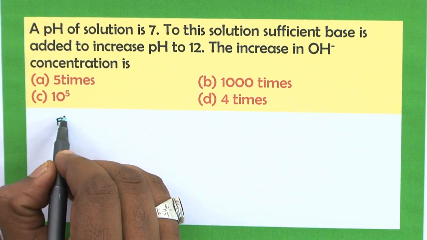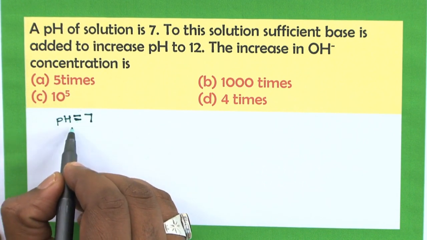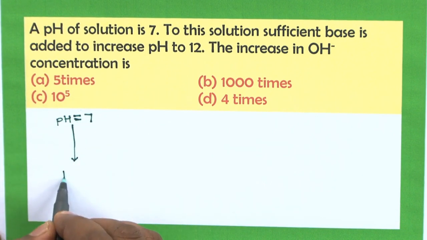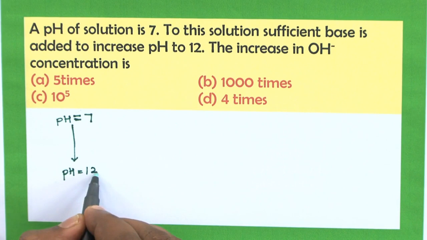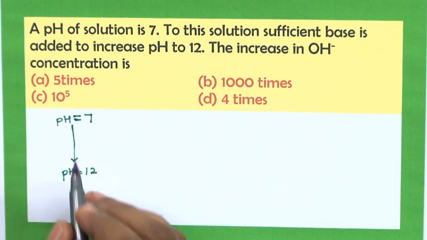They have given a solution whose pH is 7. Sufficient base is added so that the pH of the solution increases to 12. From the pH, we cannot calculate the OH minus ion concentration directly. To calculate the OH minus ion concentration, we require the pOH. We know that pH plus pOH is equal to 14.